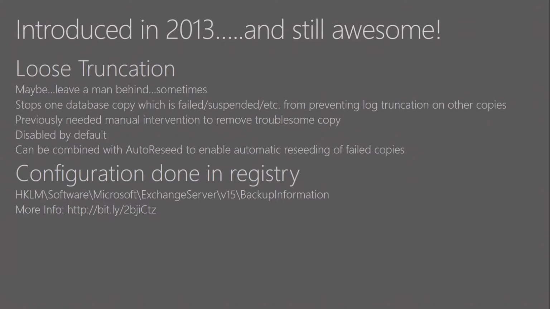Historically, admins have seen this behavior where you have one copy that's going to be down for a while, and what they could do is just remove that passive copy. Say, forget about it, I'll reseed it later. Loose truncation does that automatically for you if you want it to. Given certain parameters, it'll tell the other copies, go ahead and truncate your logs. That's fine. Go ahead, proceed forward, leave this guy behind. His copy will go into an unhealthy state, and you'll have to eventually reseed. But the benefit here is that you're not going to run out of disk space and bring them all down.